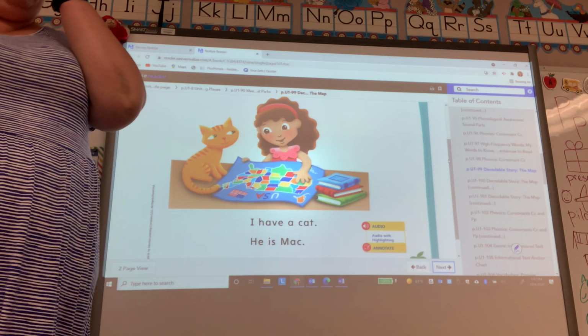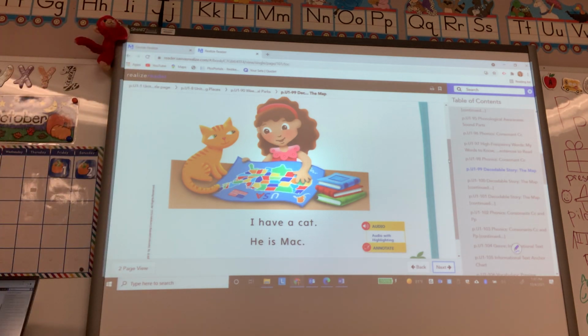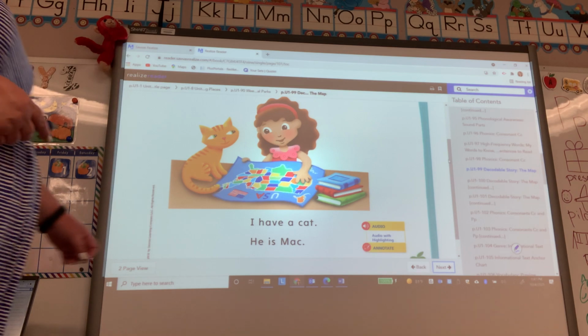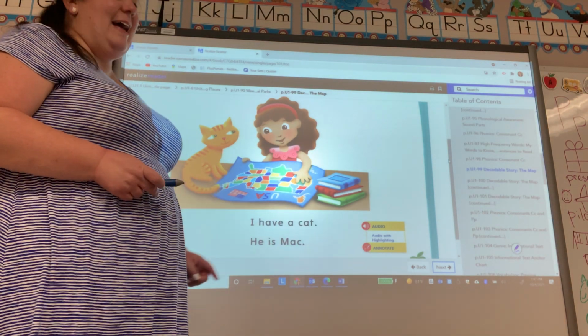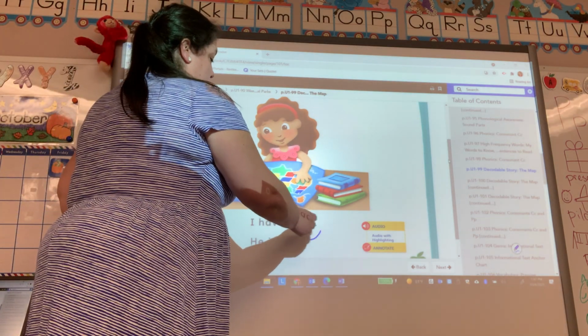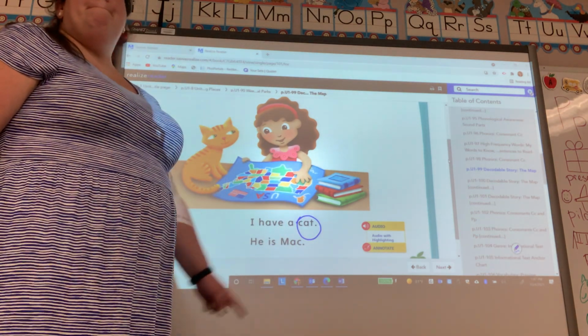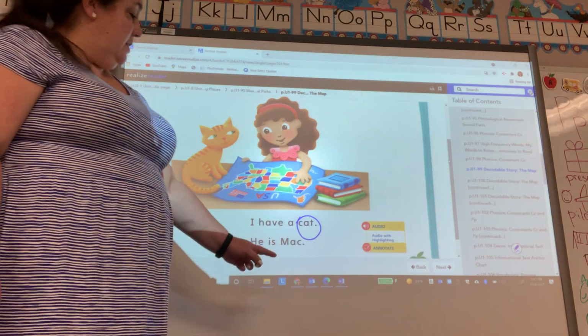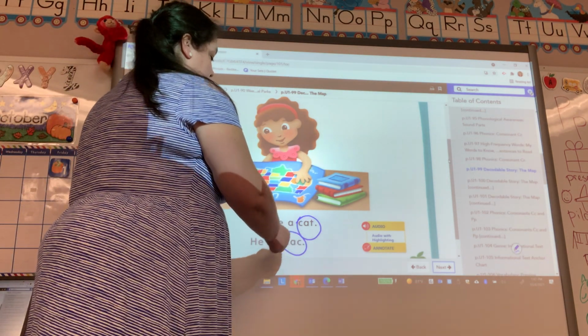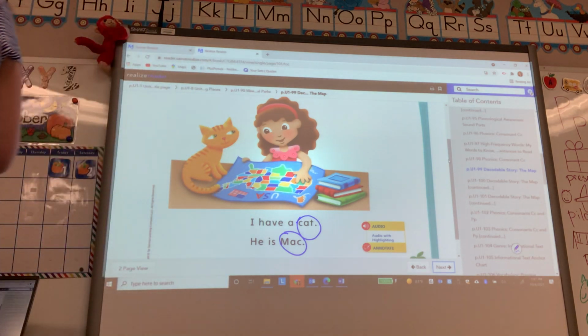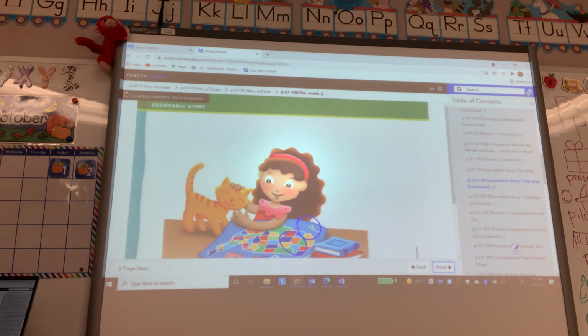Now, do you hear or see any C words in these sentences? I have a cat. There's one. He is Mac. See? That's right there at the end. Mac. We're going to circle that one. Now do a one-page flip.